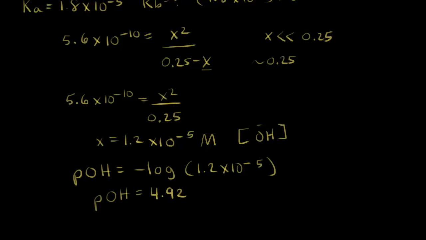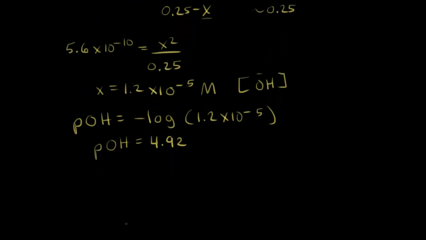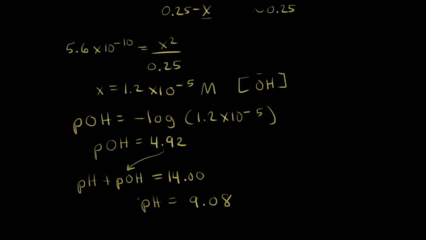And finally, to find the pH, I need to use one more thing, because the pH plus the pOH is equal to 14. So I can plug in the pOH into here and then subtract that from 14. So the pH is equal to 14 minus 4.92, and that comes out to 9.08. So the pH is equal to 9.08. So we're dealing with a basic solution for our salt.